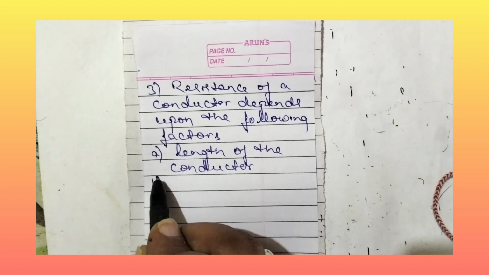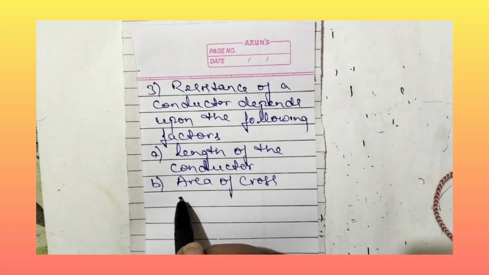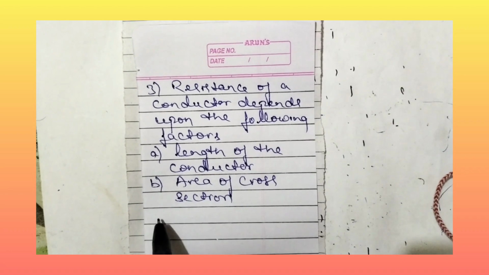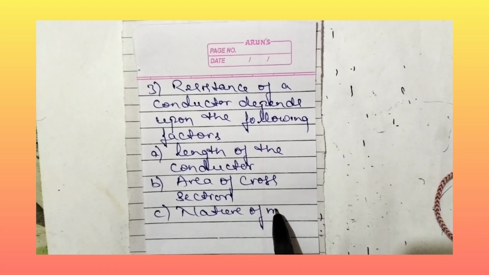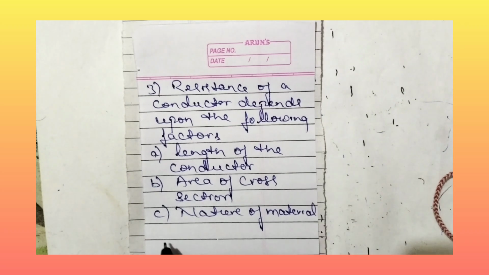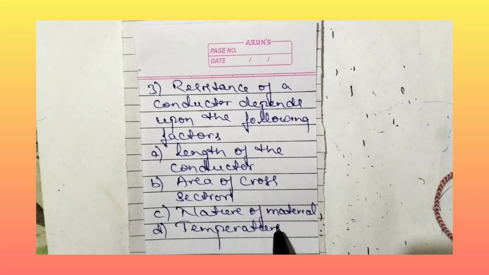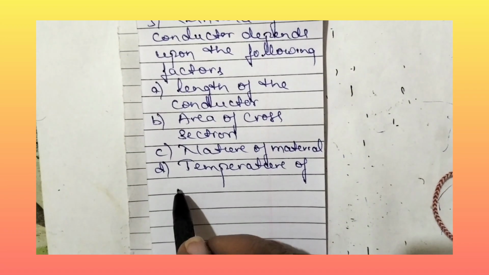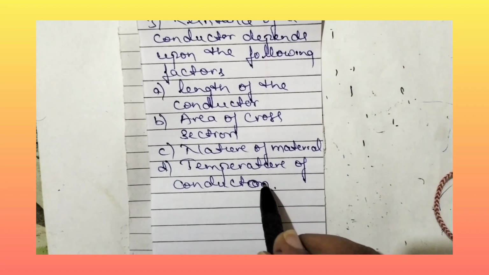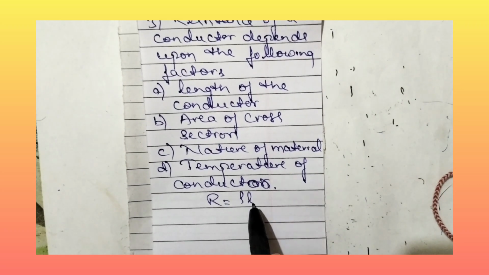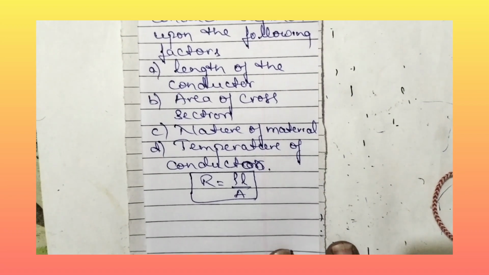B, area of cross section. C, nature of material. D, temperature of the conductor. So the equation for this is R is equal to rho L by A.